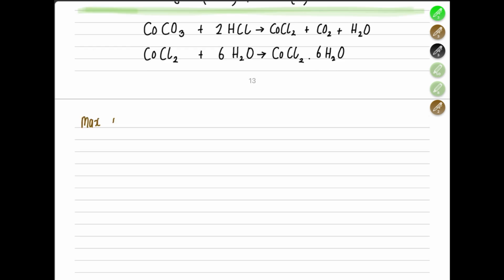The maximum yield is going to be moles times mass. Mass here would be Mr, Mr times the number of moles of CoCl2.6H2O molecules. So what is the mass or Mr? You just have to add the Ar from the periodic table, 238. But what about the moles?